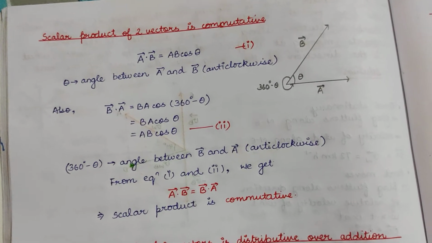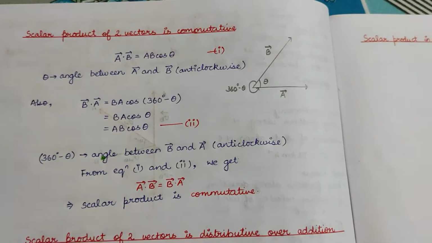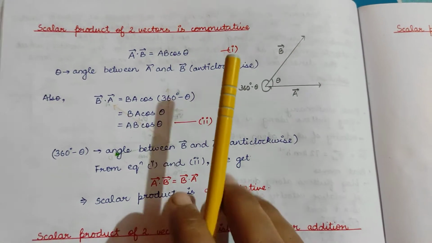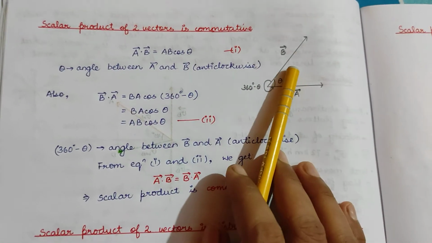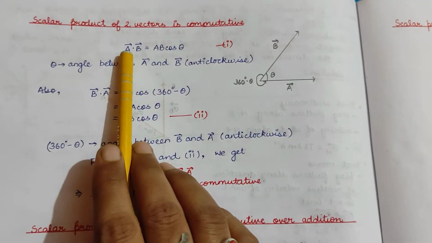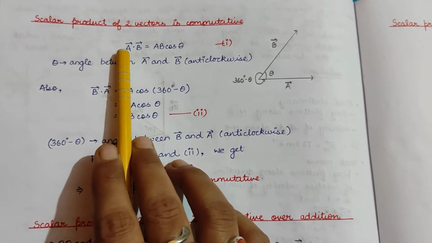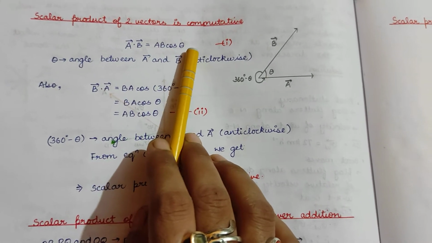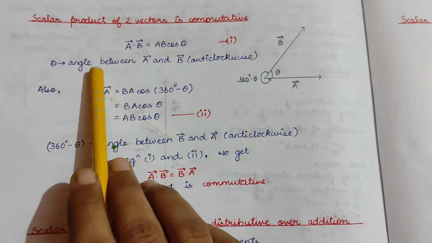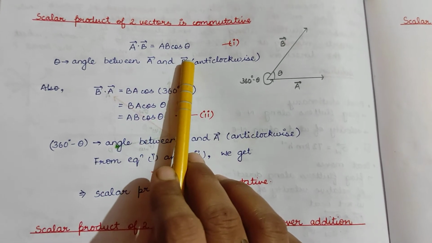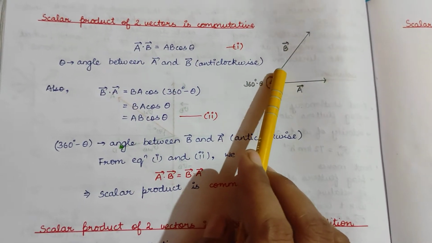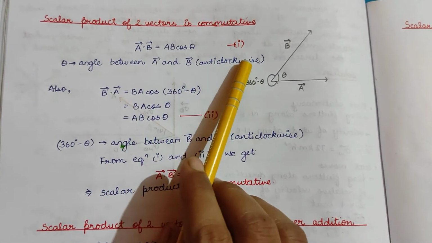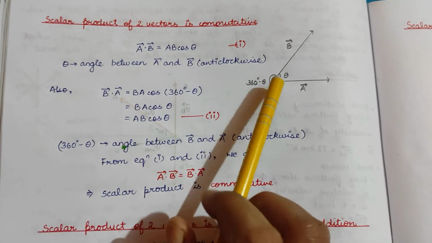In the last class we have studied that scalar product of two vectors is commutative. Now we will prove how scalar product of two vectors is commutative. By scalar product we know that vector A dot vector B is given by AB cos theta. And what is theta here? It is the angle between vector A and vector B in anti-clockwise direction.